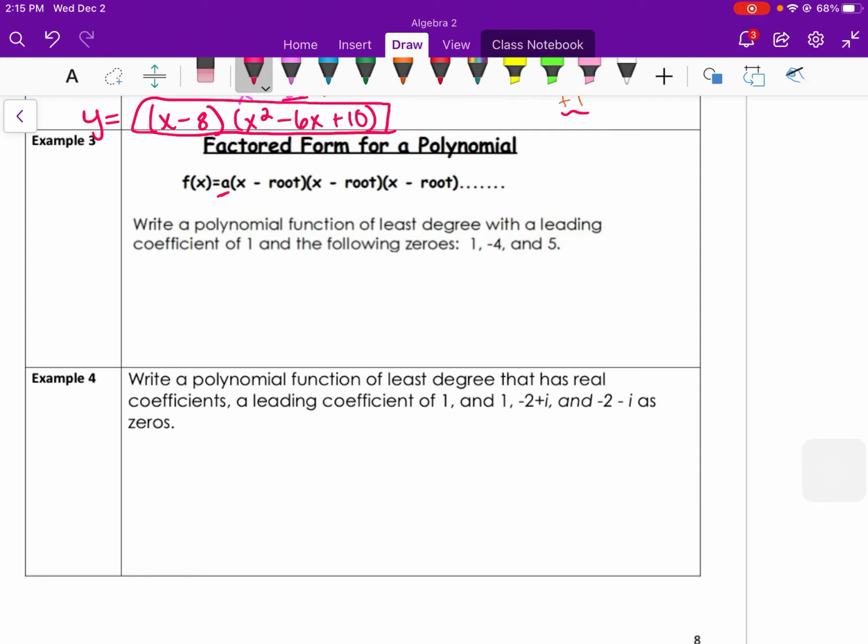So if my leading coefficient is 1 and I have the following answers of 1, negative 4, and 5, my polynomial function would be f of x equals the leading coefficient of 1. If 1 is an answer, then x minus 1 is a factor. Negative 4 is a solution, then x plus 4 is a factor. And 5 was a solution, then x minus 5 would be a factor.